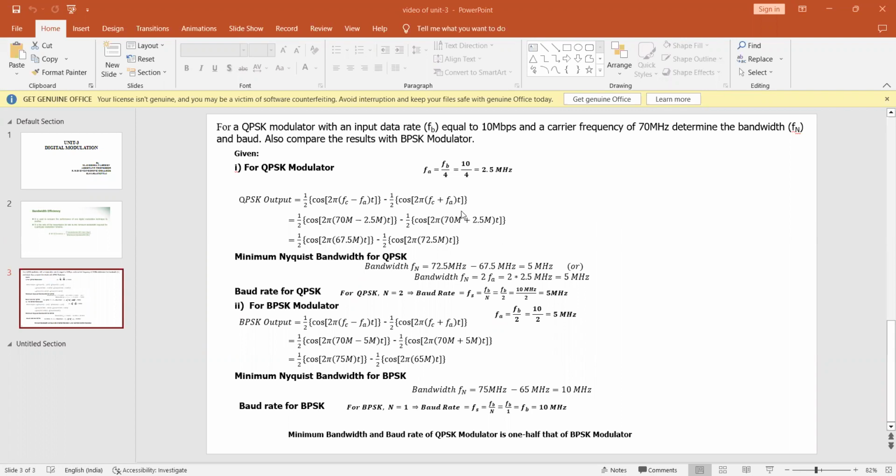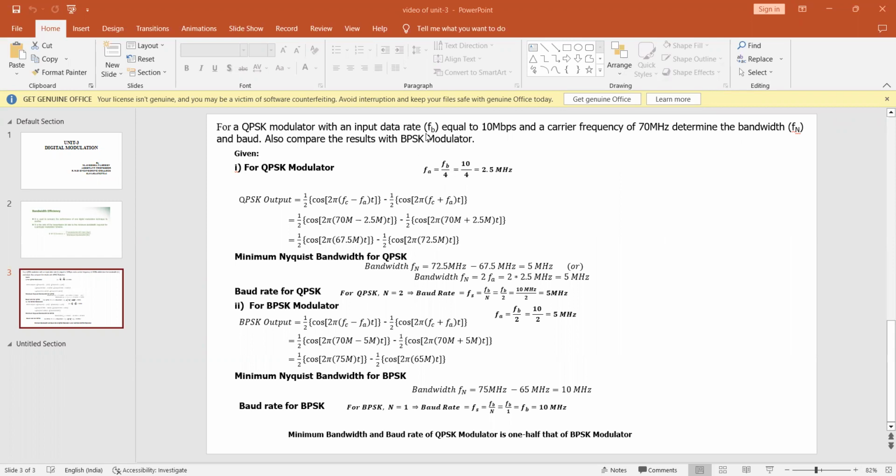For a QPSK modulator with an input data rate fb equal to 10 megabits per second and a carrier frequency of 70 megahertz, determine the bandwidth and baud, and also compare the results with a BPSK modulator. So in the given question, they ask us to calculate the bandwidth and baud for QPSK and then compare the results with the BPSK modulator.